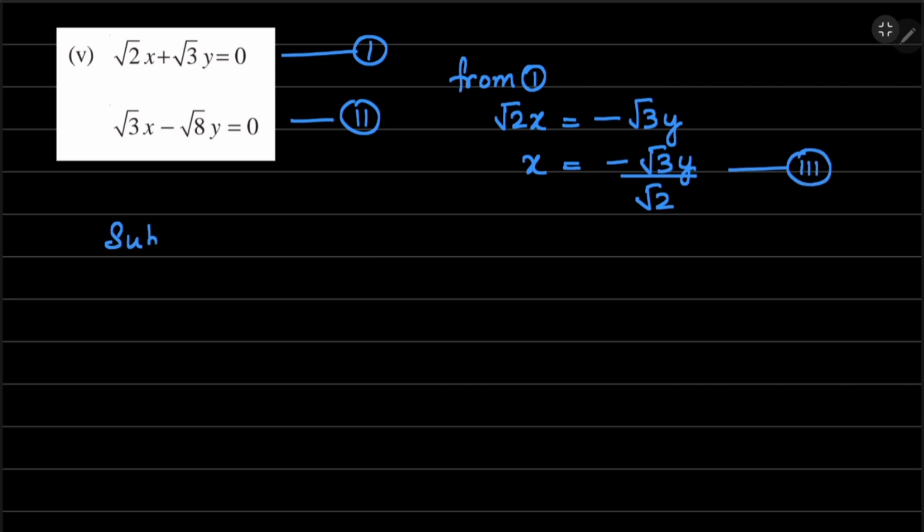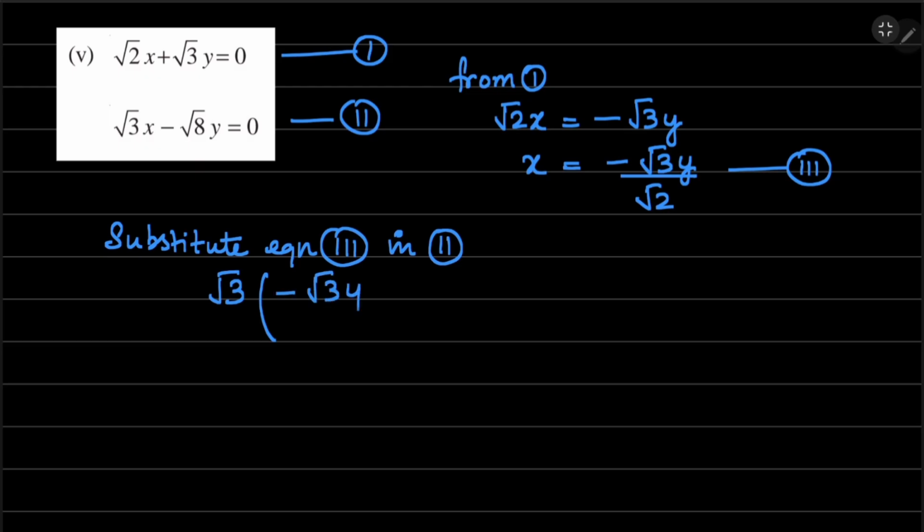So substitute equation 3 in equation 2. So when you substitute here, root 3, in place of x, I am going to write minus root 3y divided by root 2. Right? In place of x, I am going to substitute it with this value.